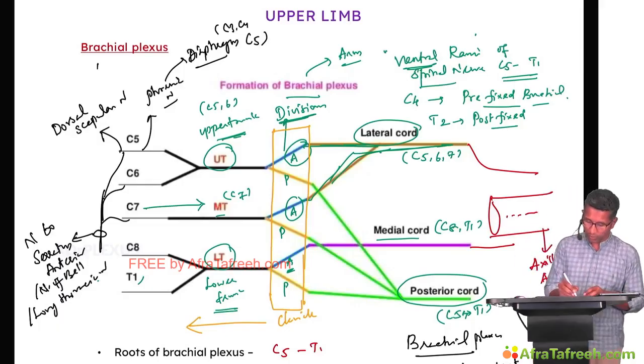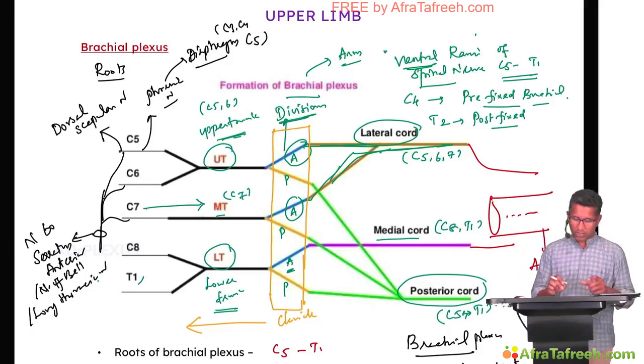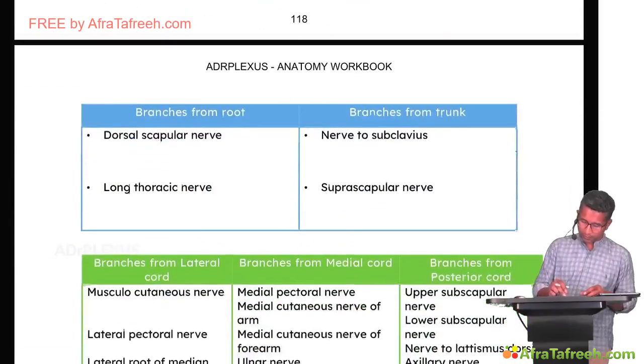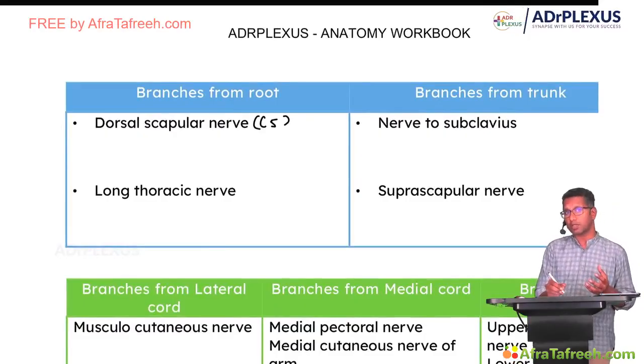So what are we seeing? These are the roots. From the roots you have got the dorsal scapular nerve, the long thoracic nerve, and a contribution to the phrenic nerve. There are some contributions to the muscles of the neck region, but not much is needed here. So now the dorsal scapular nerve: what is its root value? The root value is C5.